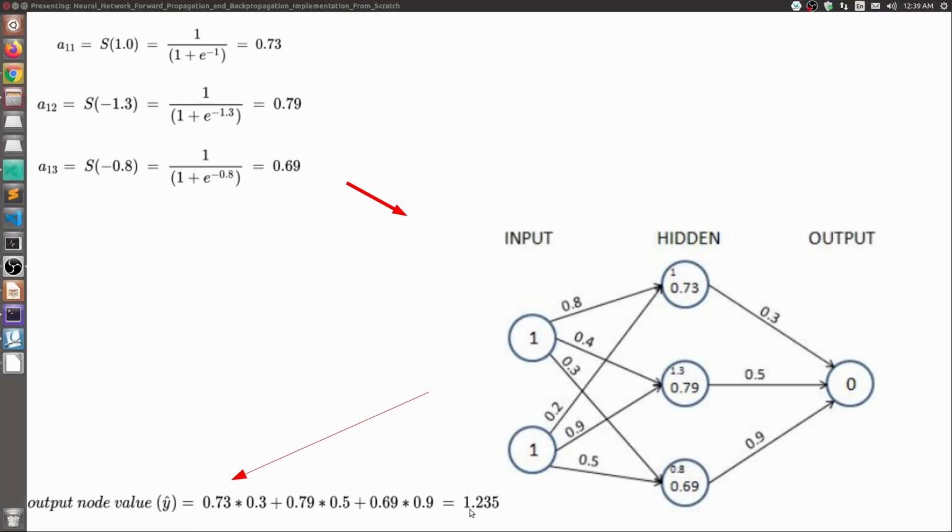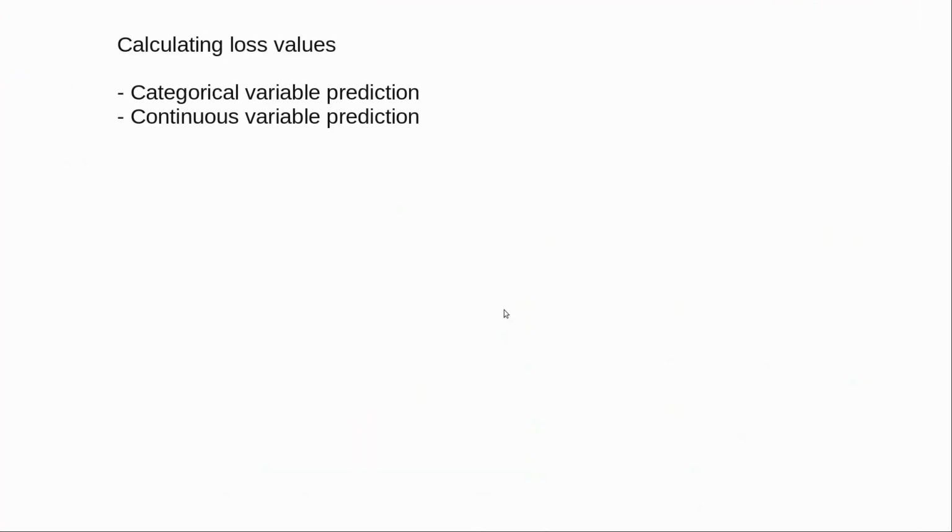So this 1.235 is the output value from the output layer, and this is the value that needs to be compared with the actual ground truth, that is the actual value of y. So this is my y predicted, and that has to be compared with the y actual. And so the loss concept comes here: how much does my predicted value differ from the actual ground truth, or actual value of y. So for calculating loss in the neural network, we have mainly two kinds of predictions: categorical variable prediction and continuous variable prediction. And accordingly, we have different kinds of losses.